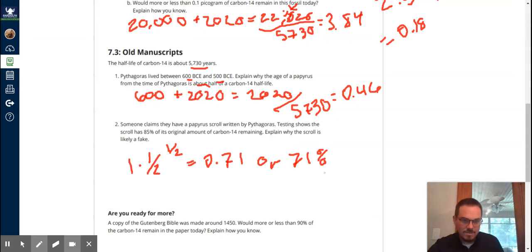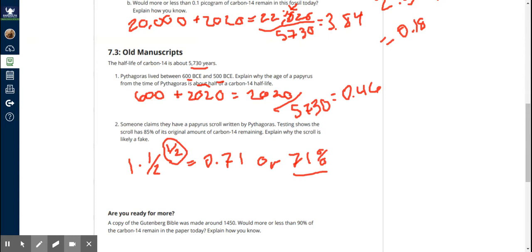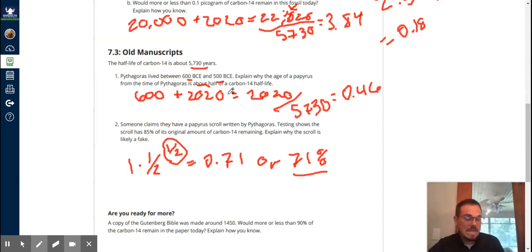Well, according to the math, if we did the time that it took, which would be a half of the half-life, we get 71% of the carbon-14 should be remaining. They have 85%, so there's no way that should be technically the real thing, right? They should have less carbon-14 in it than what it's saying.